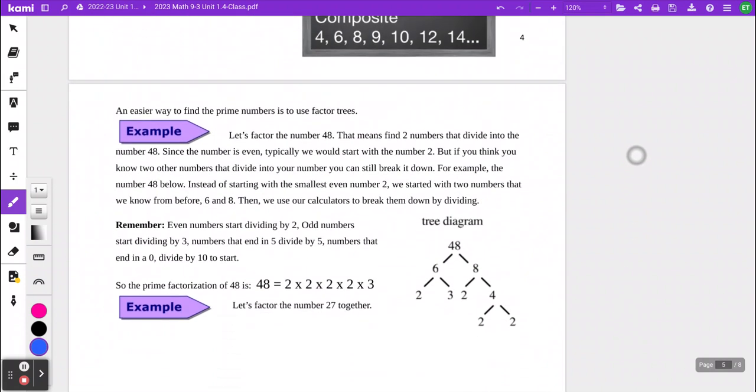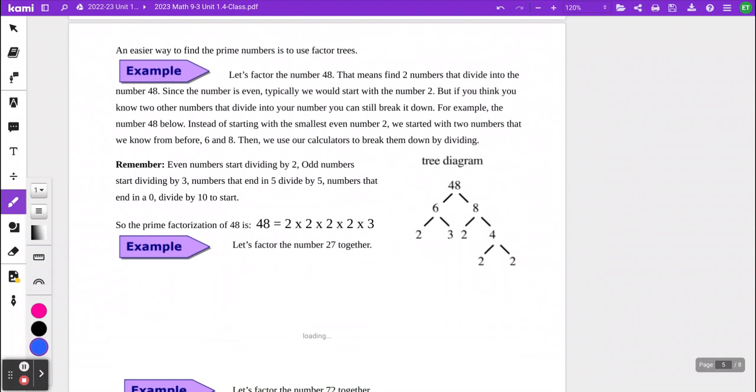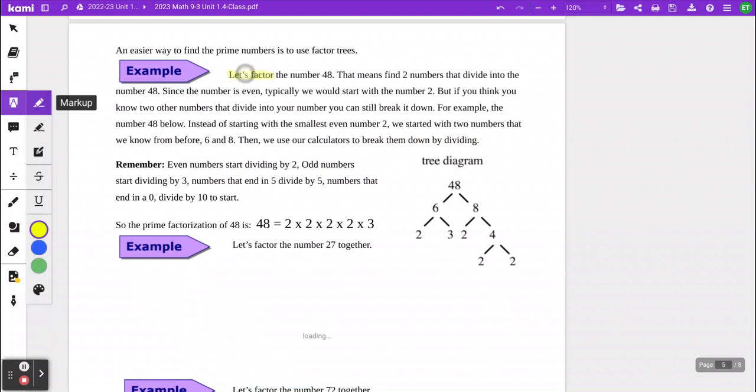All right, so it says an easier way to find prime numbers is to use factor trees. So let's factor the number 48. It says that means find 2 numbers. So whenever I say to you, let's factor, that means, okay, write down what it means. I'm giving you an explanation here.